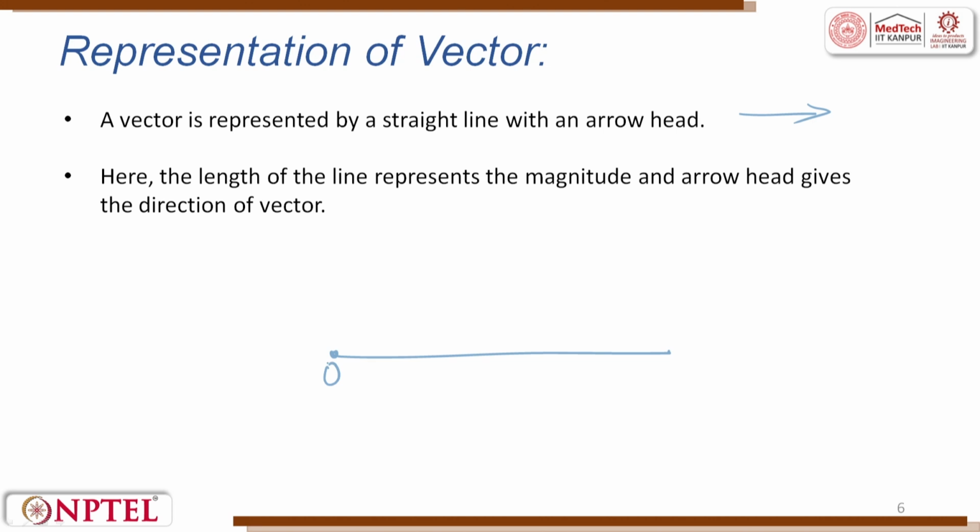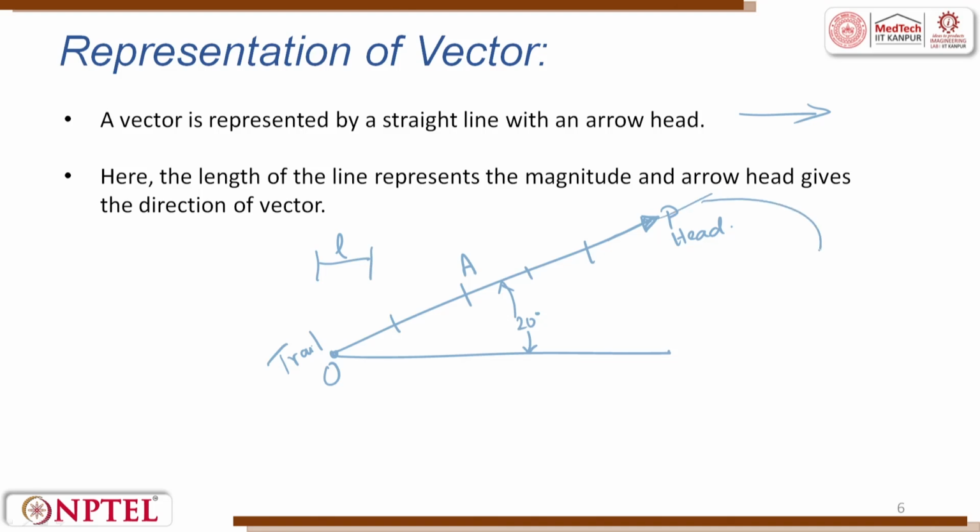This is O, this is A, P, this is the tail, this is the head, and this is 20 degrees, and each distance is L. Here, if you see, the length of the line represents the magnitude and the arrowhead represents the direction. And this becomes your line of action.